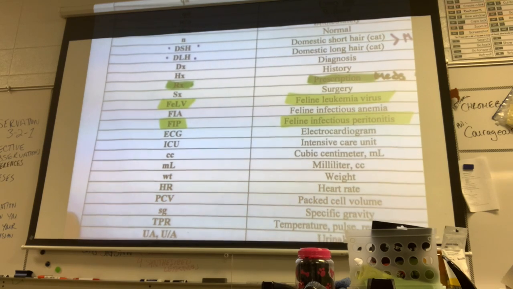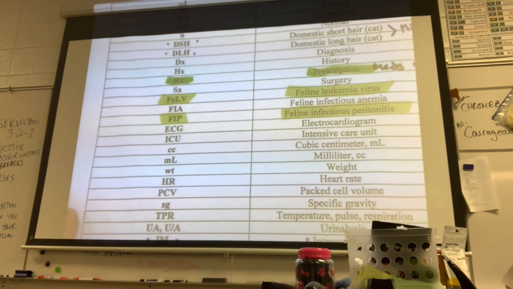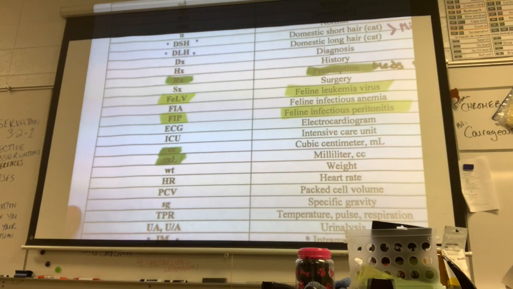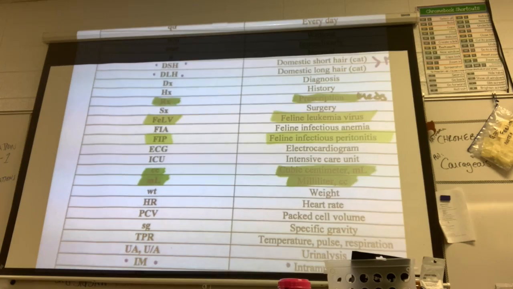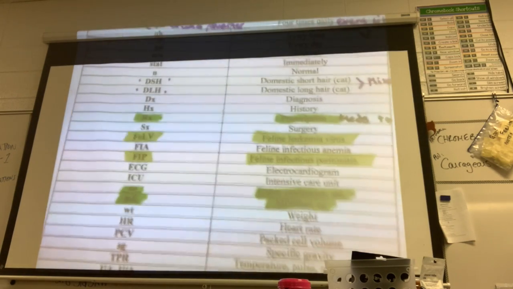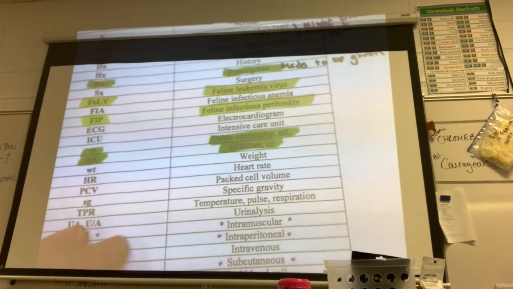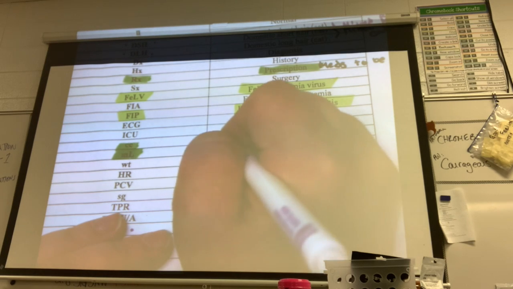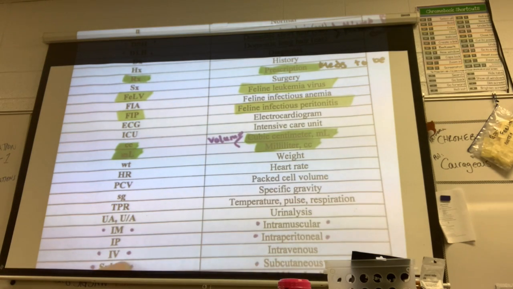So then the last ones we're going to talk about is CC and ML. How many of you guys have watched the doctor shows and they're like, I need 12 cc's of this stat? And then somebody comes with a syringe and you're like, what did they just do? So CC and ML are the same exact thing. We're talking about a unit of volume. So it's a volume of liquid.